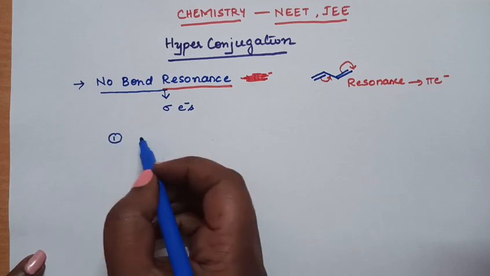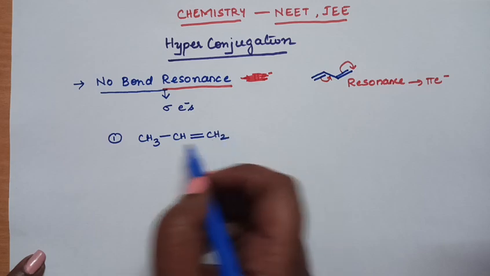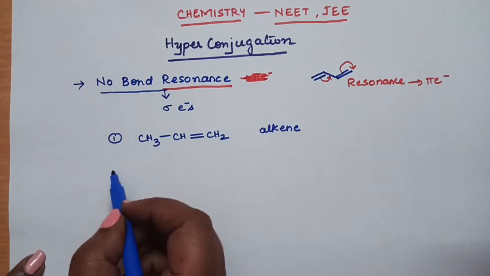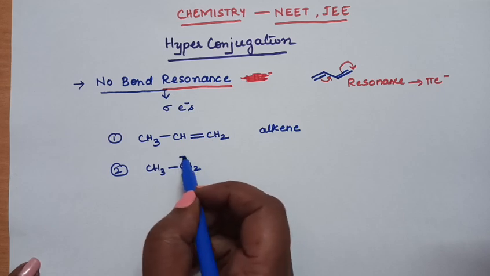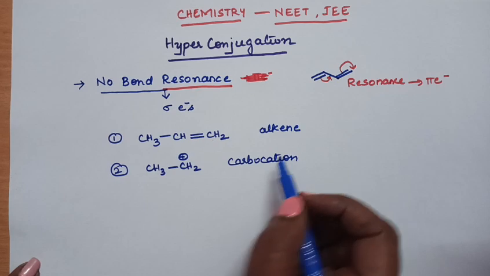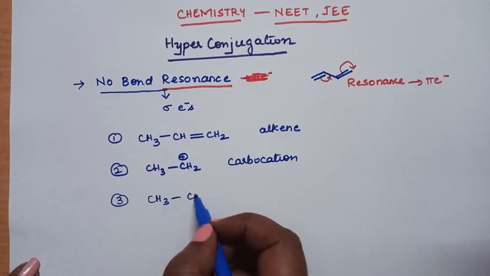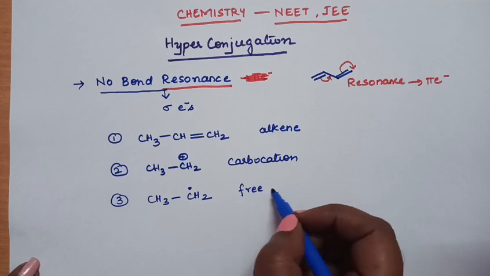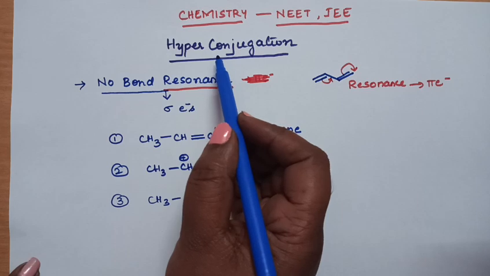First, CH3 CH double bond CH2. This is an alkene. So in an alkene you can see hyperconjugation. Second is CH3 CH2 positive sign, a carbocation. You can see hyperconjugation in this. Third is CH3 CH2 dot, an electron, so this is a carbon free radical. So in all these three you can see hyperconjugation.